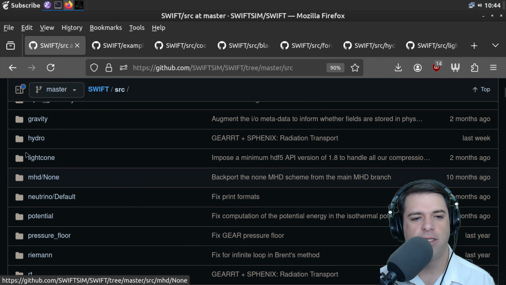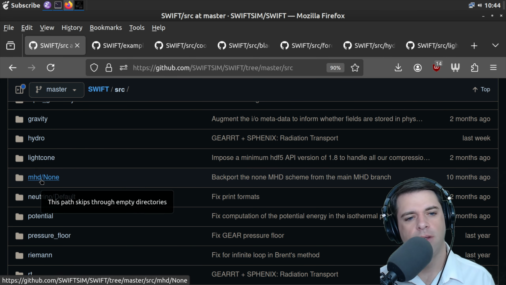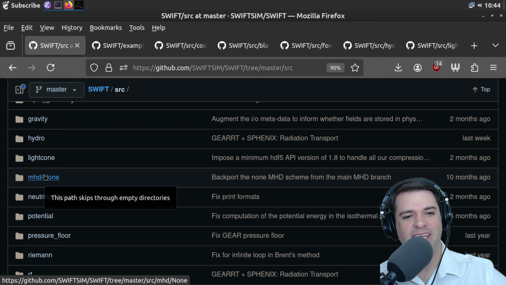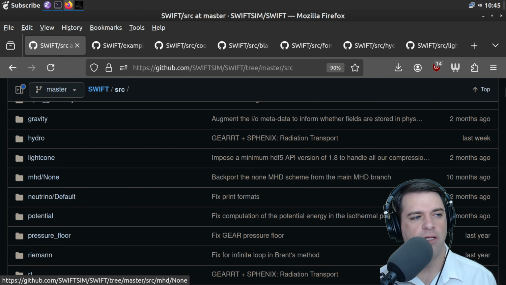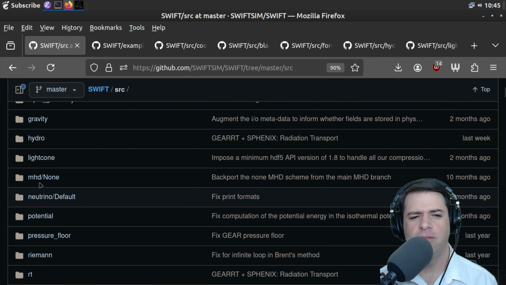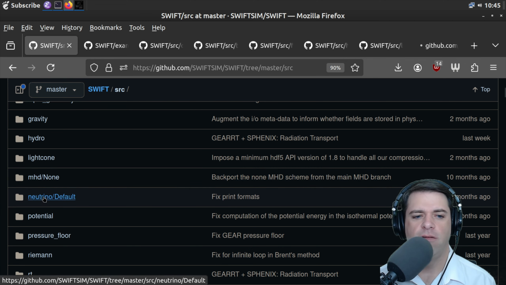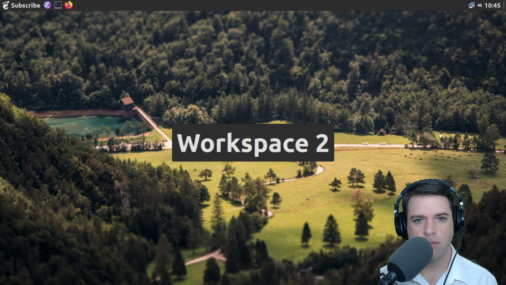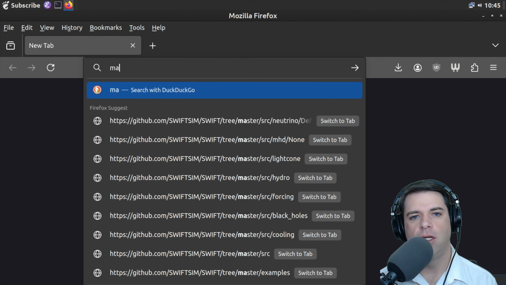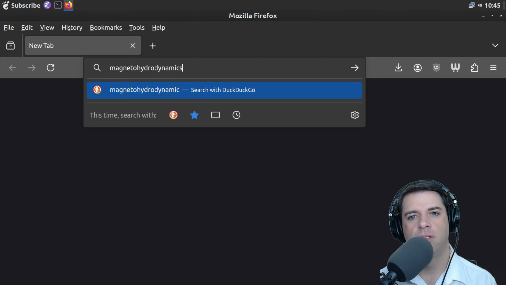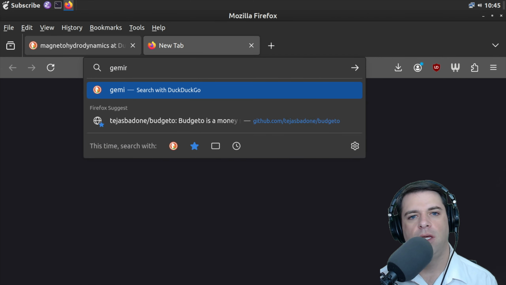So I think the hydro means fluids, the dynamics means that they are moving, and then magneto means that they have some magnetized particles or particles that interact with magnetic fields. That's possibly plasma related. I don't really know. Let's look that up. Magneto hydrodynamics.